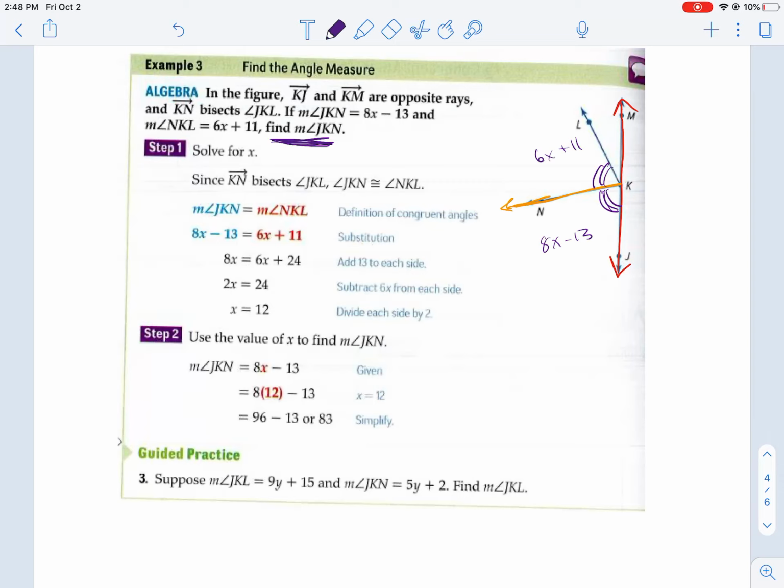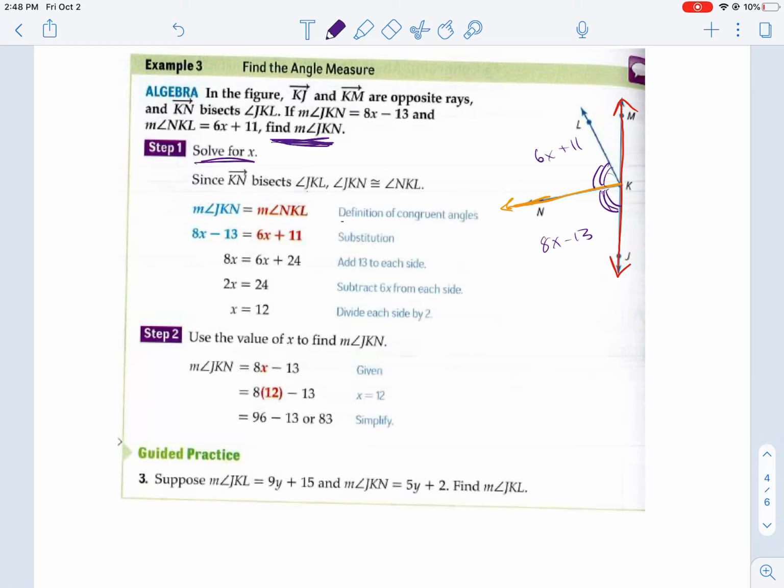Let's think about this. Let's follow along with what they did here in the example. They said solve for x. That's the first thing we need to do. Since KN bisects that angle JKL, I know that, like I said, those two angle measures are congruent.